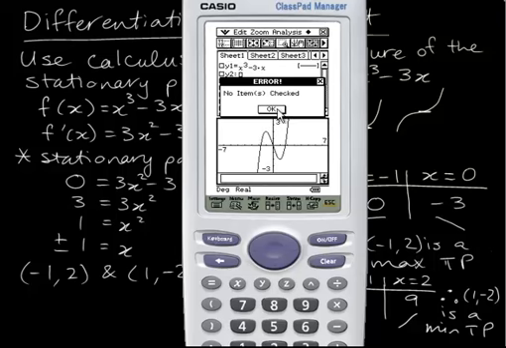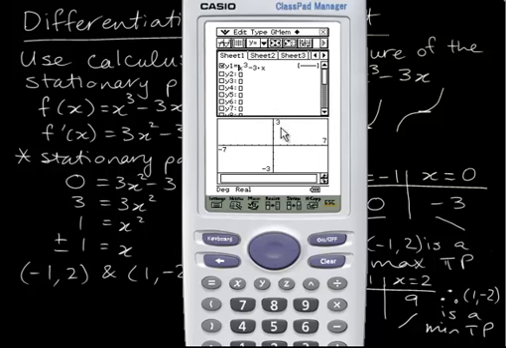If I now just graph it, you can see that here at x equals -1, so this is obviously the point -1, 2, it is indeed a maximum turning point, whereas here at the point 1, -2, it is indeed a minimum turning point. So we've just verified it by checking it on our ClassPad.